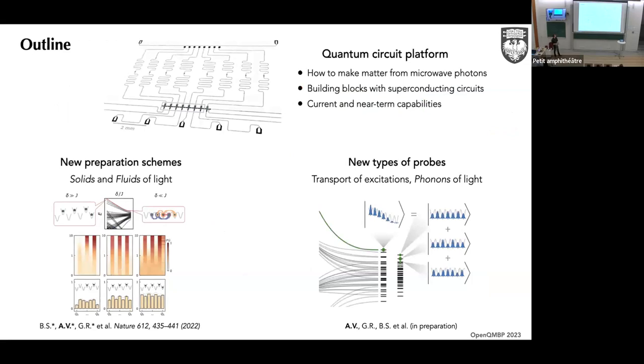Okay, so here is the outline of my talk. I'll first cover the basics of our quantum circuit platform and introduce the main building blocks and how we can make materials from microwave photons with the capabilities that we have and could have later in the future. And then I'll focus on several experiments, and there are going to be just two topics. I'm going to cover new preparation schemes where we can assemble solids and fluids of microwave photons, and also interesting new ways to probe non-equilibrium processes where we can look at transport of excitations and also try to make photonic fluids of light.